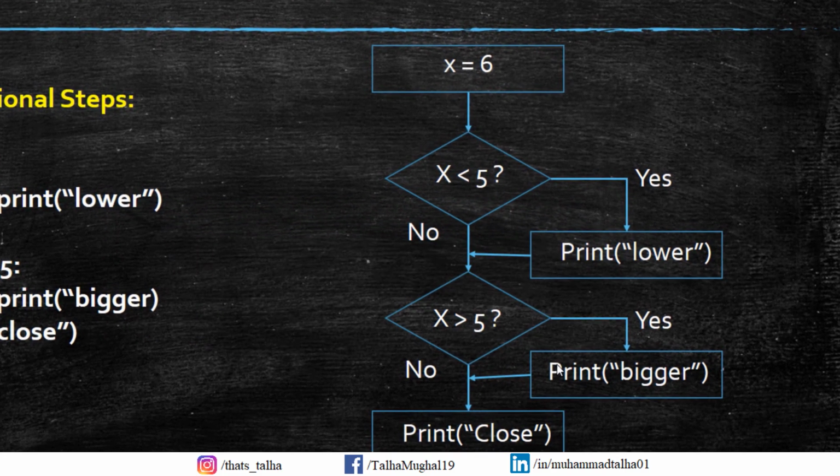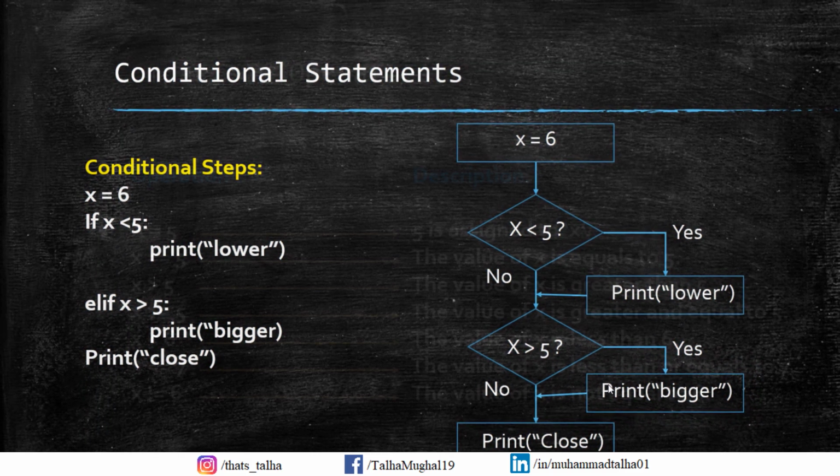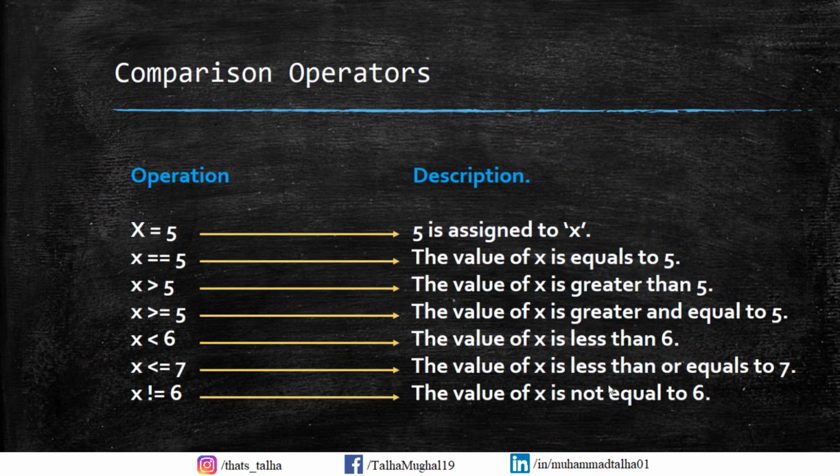For the first part of the conditional step, the answer was no. So instead of printing lower, we moved to the other way, which was checking the other condition. And when the second one was true, instead of checking any other condition, we moved ahead and printed out bigger in our result. So here you can see different operators, and you can see what they are used for.